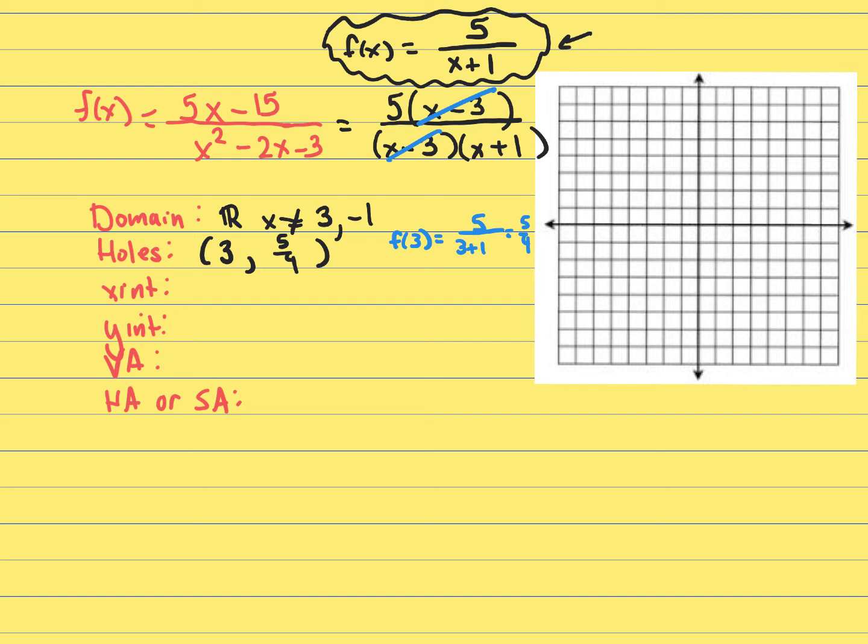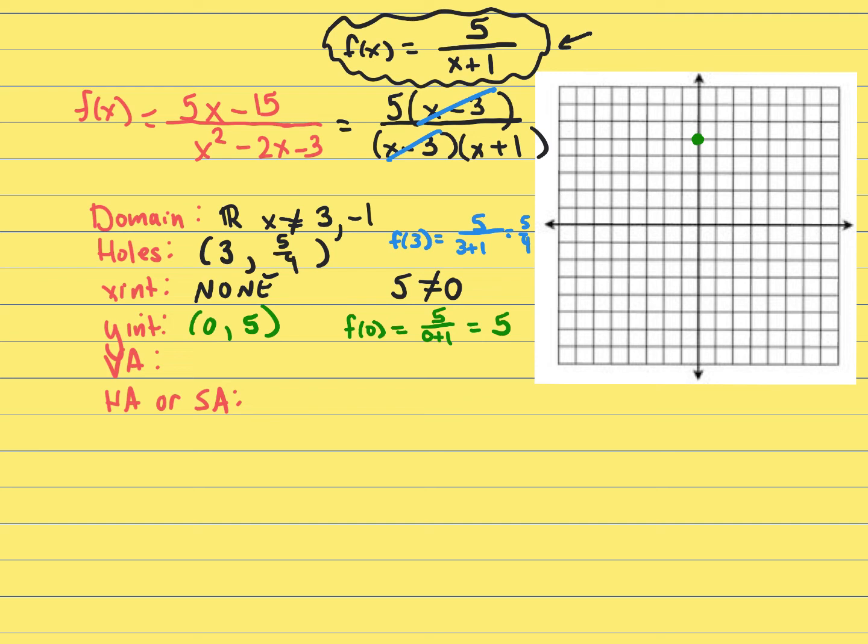Okay, the x-intercept is what makes the top 0, but the top is just 5, and 5 is never equal to 0. So there is no x-intercept. Y-intercept, if you recall, the y-intercept is always f of 0. So when you plug in 0, that's 5 over 0 plus 1, which is simply 5. So 0, 5 is our y-intercept. So I can get my first point there.